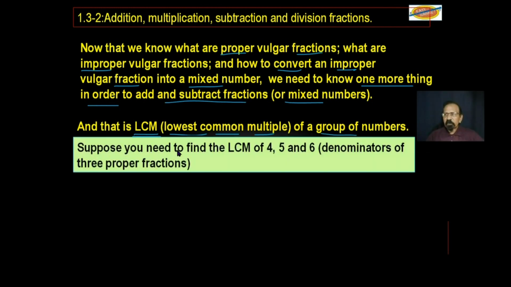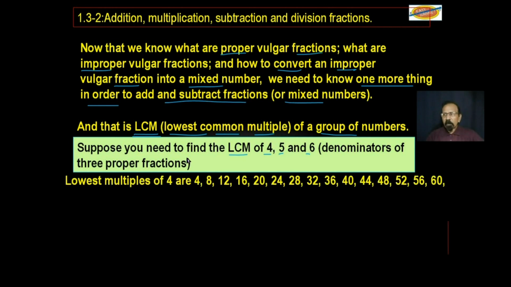So suppose you need to find the LCM of 4, 5, and 6. Assume that these are denominators of three proper fractions. In order to add them, you need to find their LCM. If you look at the multiples of 4 from the lowest, we get 4, 8, 12, 16, and so on, right up to 60, 64, 68, and so on.